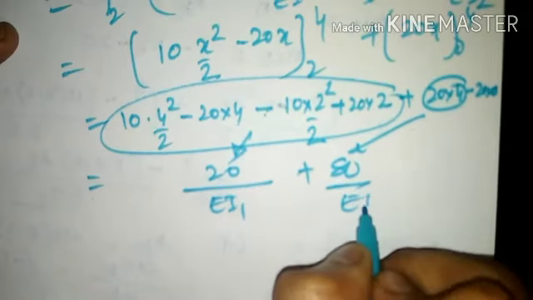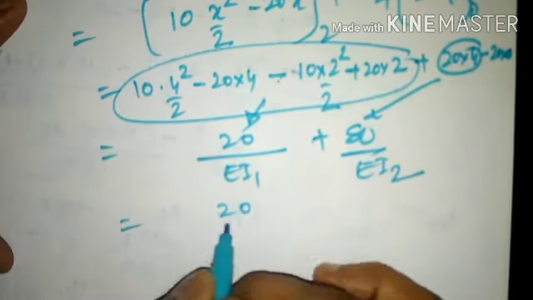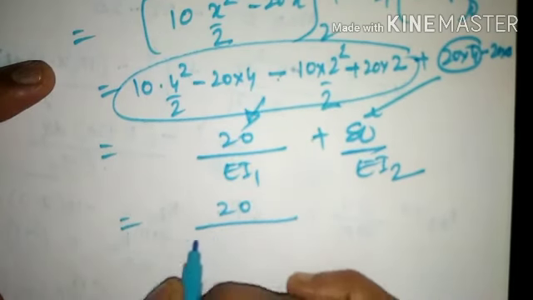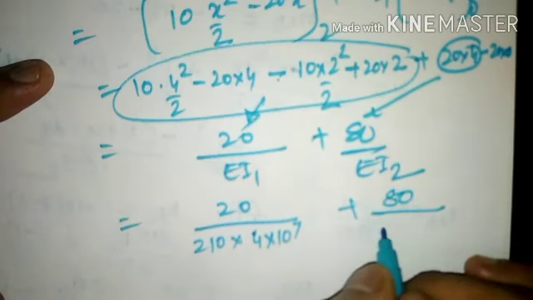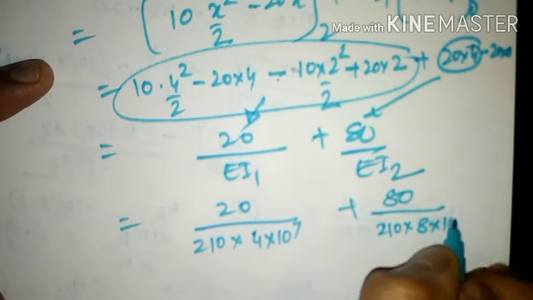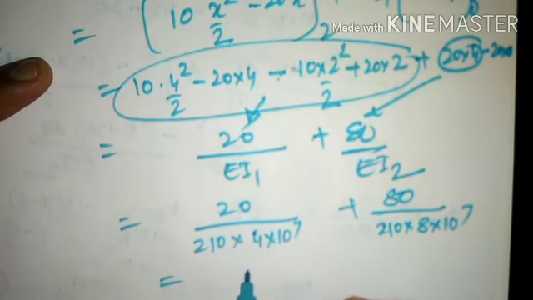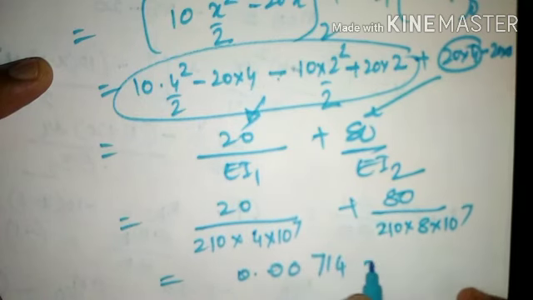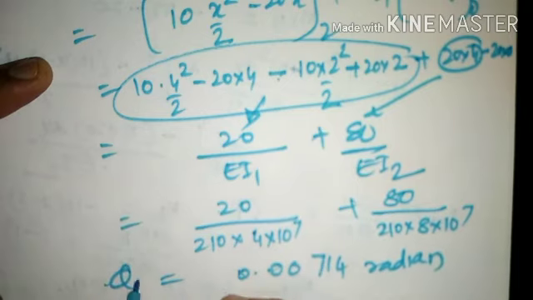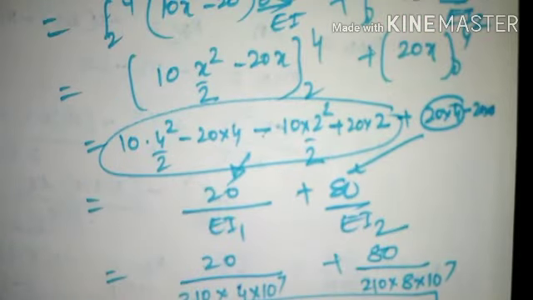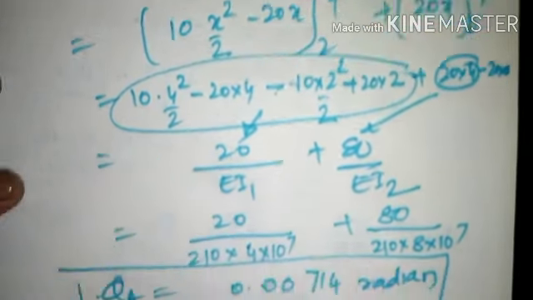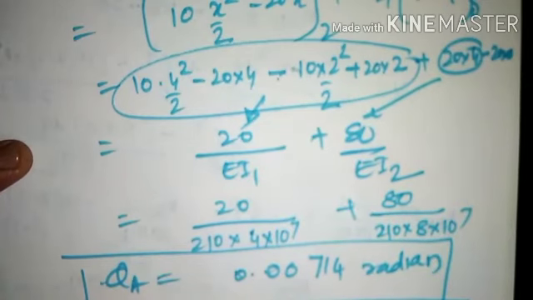80 divided by EI2. So substitute these values of E and I1. So this will be 20 divided by 210 into 4 into 10 to the power of 7, plus 80 divided by 210 into 8 into 10 to the power of 7. So after calculation, the rotation will be 0.00714 radian. So this is the value of theta A after substituting the dummy term and equating it to 0. And do take care, the value of theta shall be measured in terms of radians and not in terms of degrees. Thank you. Have a nice day.